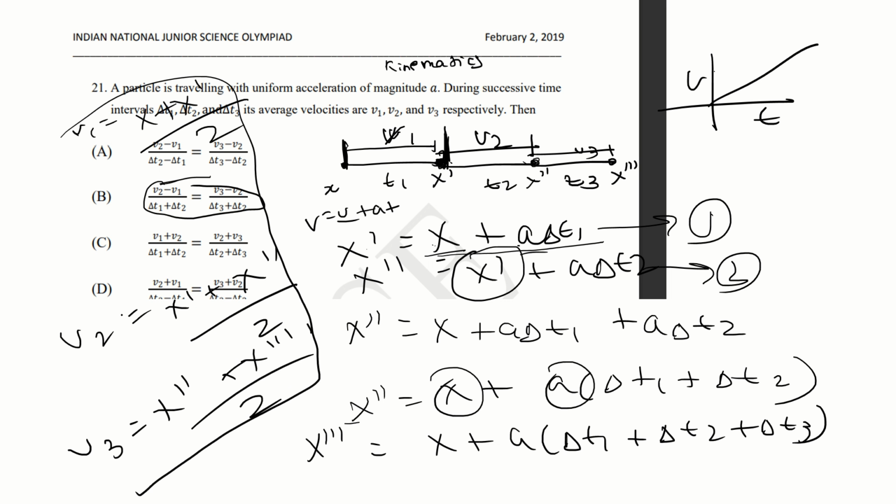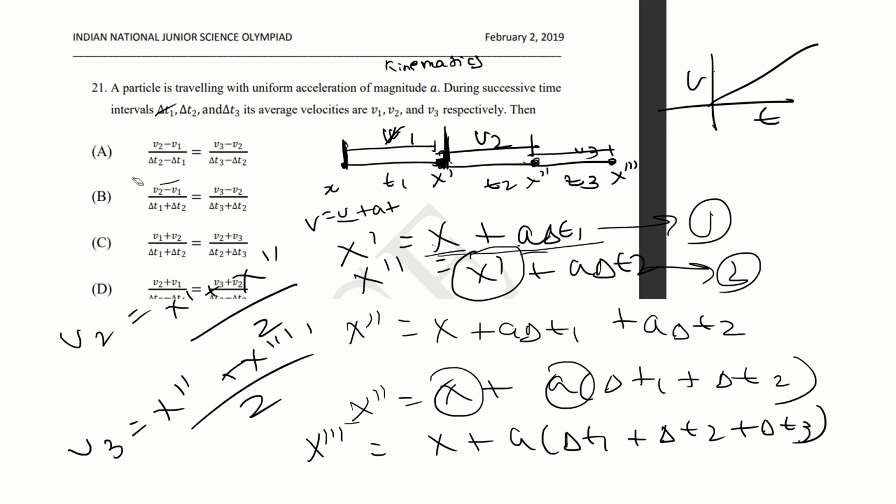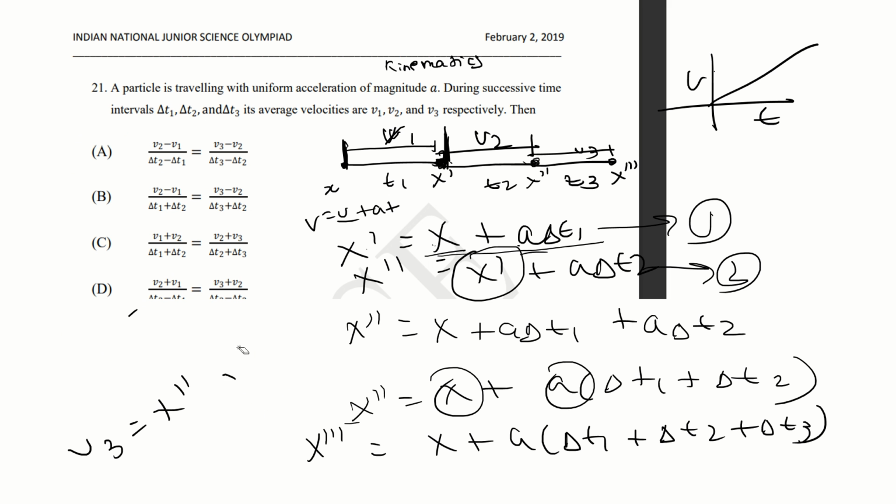So let's do that. Actually, let's go according to the options. That will be, I think, easier for us. So if we do that, let's calculate for B first because it's the only option with this. Obviously, we know this is wrong, so we'll try this one.